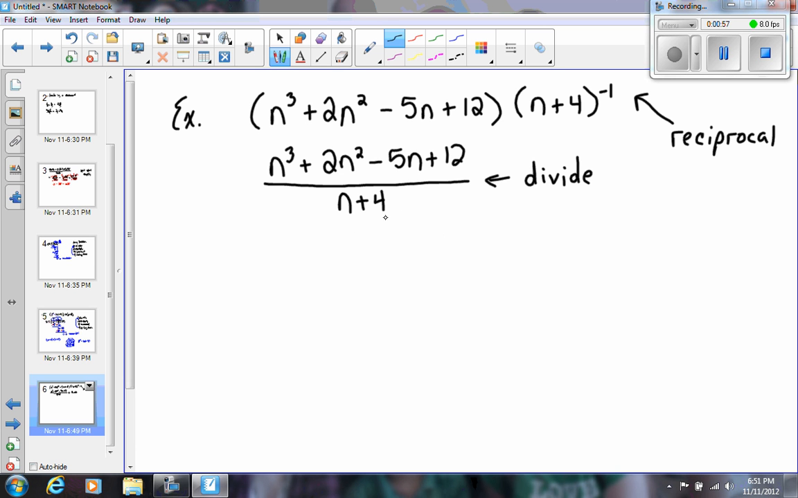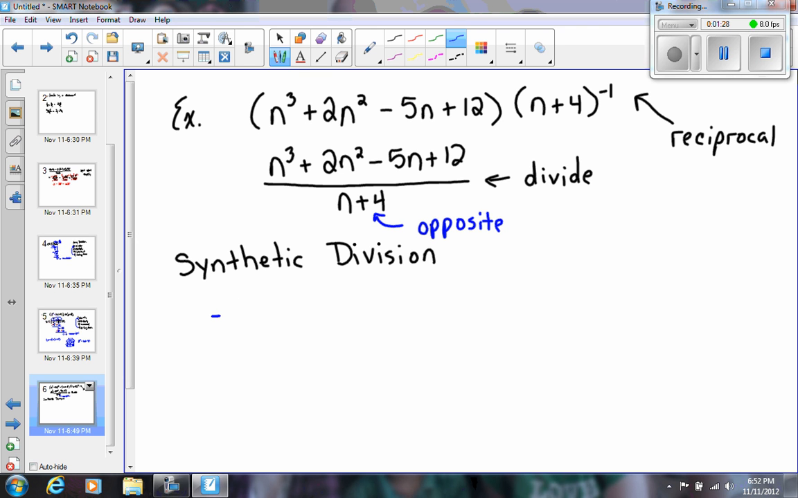Now, I could do long division. Remember, we did that on the last problem, but I'm going to show you a different method that you'll like called synthetic division. And to do synthetic division, the first thing you'll have to remember is you're going to start by taking the opposite of what is here. So this is a plus 4, so we're going to take a negative 4 and put that out front. And our divide by sign is going to be kind of like upside down.